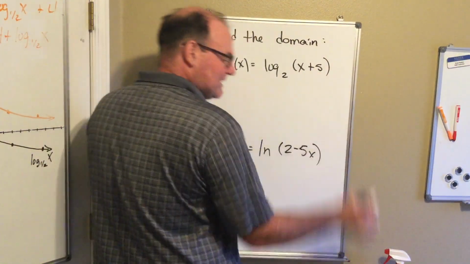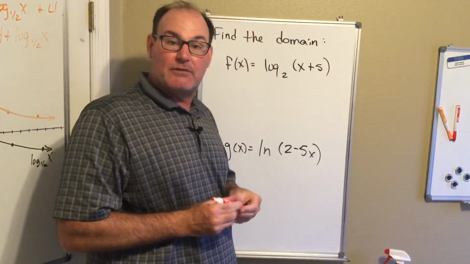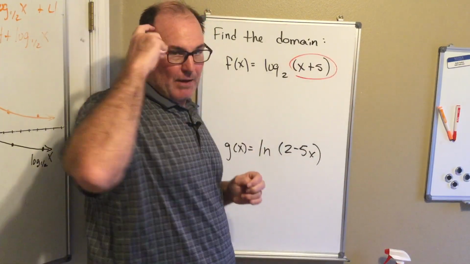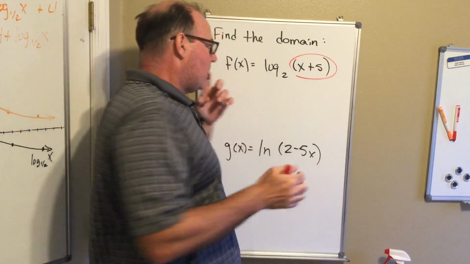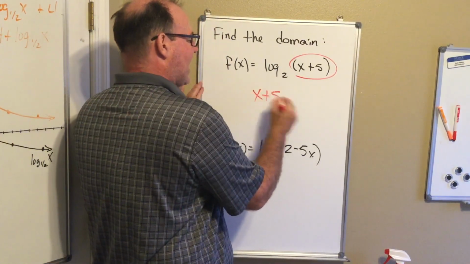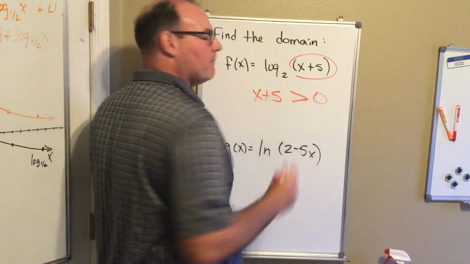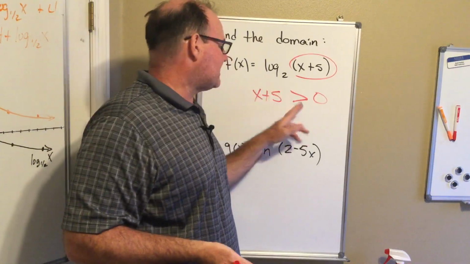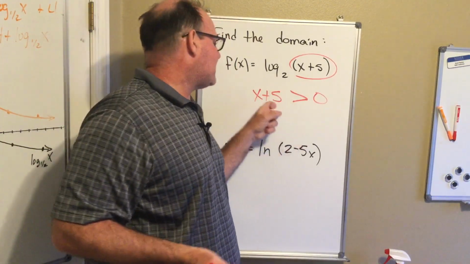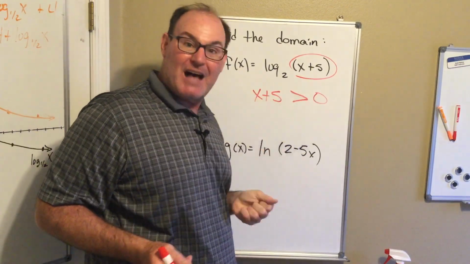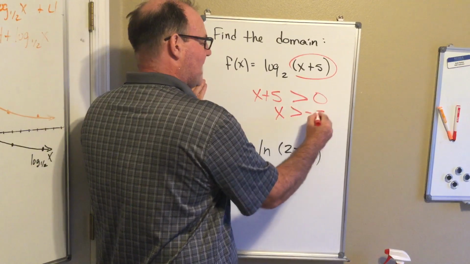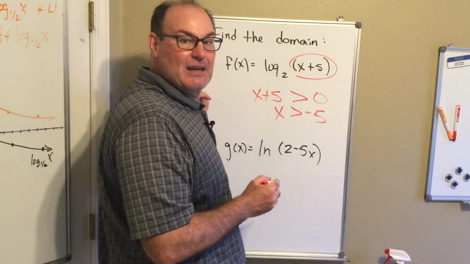So what that means is this: when you're asked to find the domain of a logarithm, all you do is take this part that represents what we're taking the log of, and it has to be bigger than 0. It's never going to be equal to 0. It's never going to be negative. This is the mathematical way to write that the x plus 5 has to be a positive value. In this case, I subtract 5 from both sides, and I get x has to be bigger than negative 5.